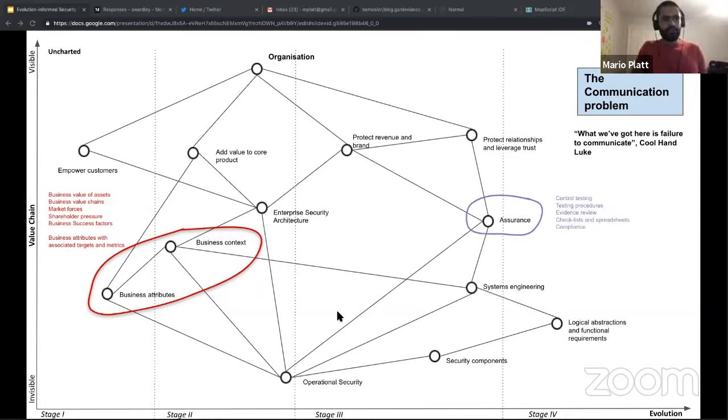Then you go on the other side of things, you've got assurance. Okay, so that's typically the lingo used by auditors. So you're going to have your control testing, you're going to have your testing procedures, you're going to have the people with the spreadsheets ticking boxes, asking you questions and ticking all the boxes, with some wording that usually aligns more to business than some of the more engineering facing areas.